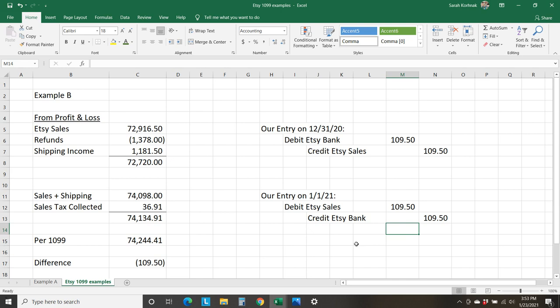There's not too much more to explain about reversing entries. I'm sure it seems strange, and I'm sure this feels like you're a bit in the weeds. But honestly, this is exactly what we want to be doing at the end of the month so that we can tie to our 1099 very easily. So let's post the entry and see how it works.